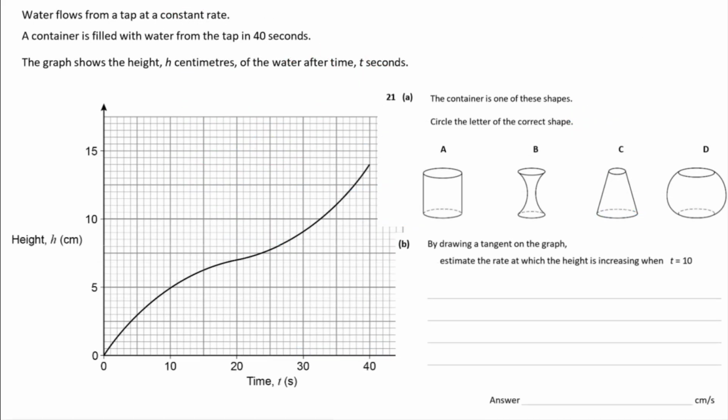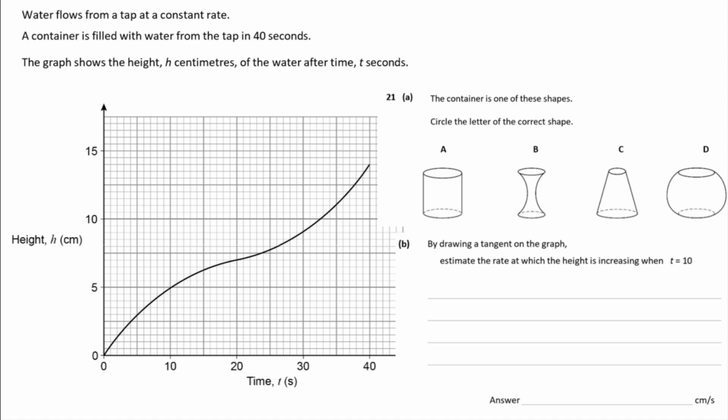Question 21. Water flows from a tap at a constant rate. A container is filled with water from the tap in 40 seconds. The graph shows the height h centimeters of the water after time t seconds. Part A says the container is one of these shapes. Circle the letter of the correct shape.